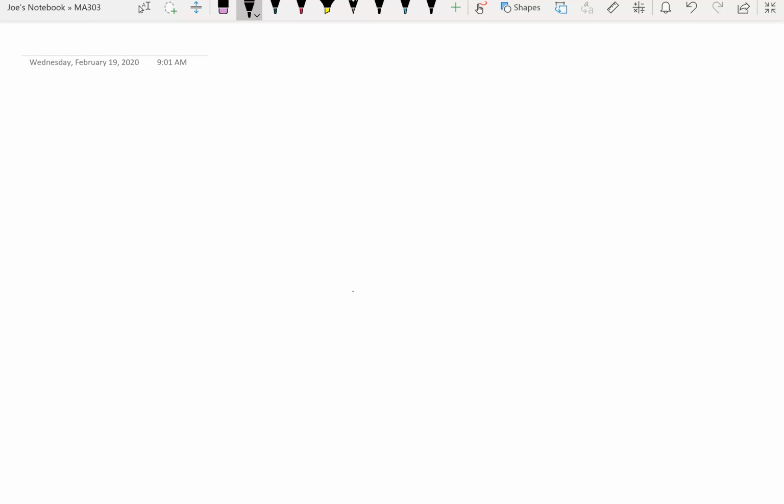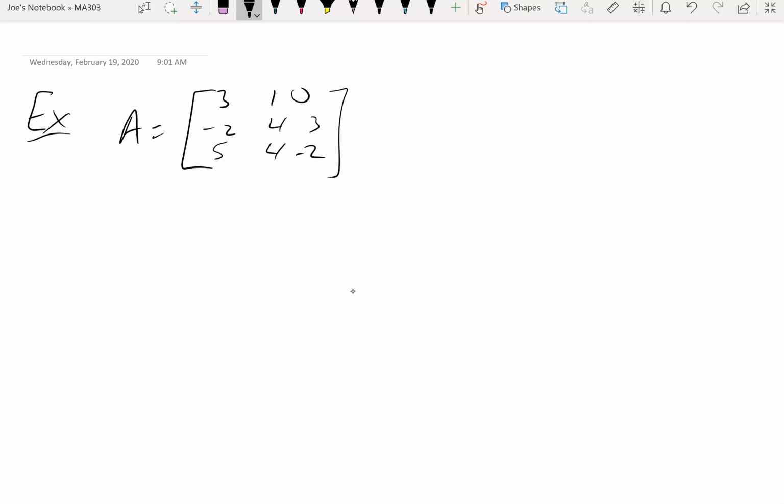So, pardon me. Let's just do another example where we use row reduction. So let's say that we have the matrix, let's say 3, 1, 0, negative 2, 4, 3, 5, 4, negative 2. And let's say we want to do row reduction on this.